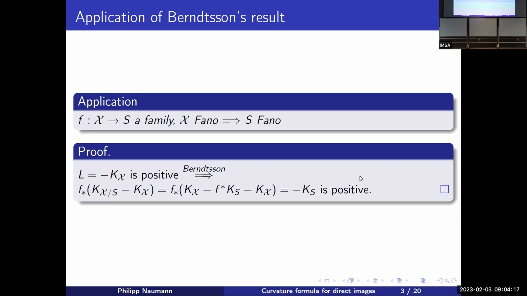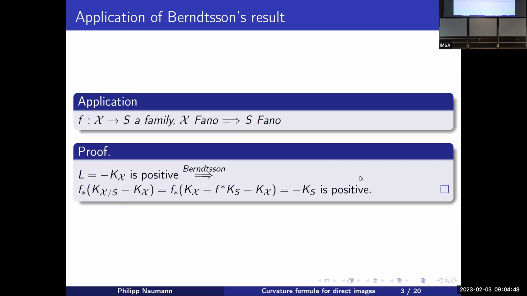Then we just plug it in for L, and we get that minus K is positive on the base. Before it was semi, right? Now it's positive. I mean, semi was in parentheses in the statement, yeah? So when L is strictly positive, we also get strict positivity for the direct image. This is how the statement was meant, and it's exactly applied in this situation in the strictly positive case.